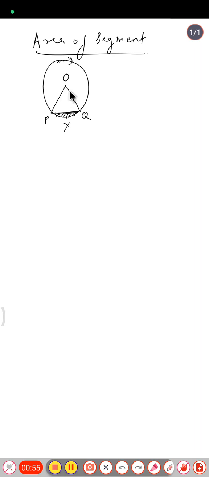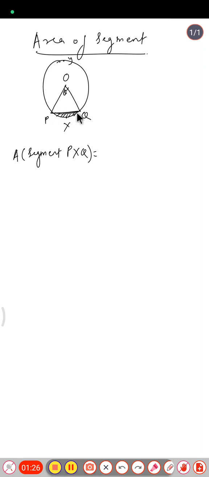So for this what we have to do, we have taken theta here as usual, as we took earlier, right. So here theta will be. If you want to find out this region, so first of all we have to find out the area of segment. First of all here comes our area of segment PXQ, right, is equal to what will it be?